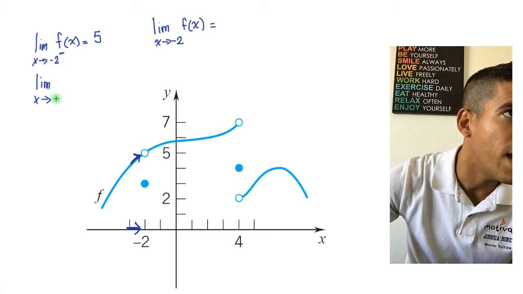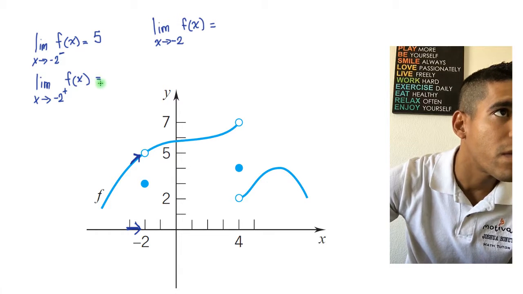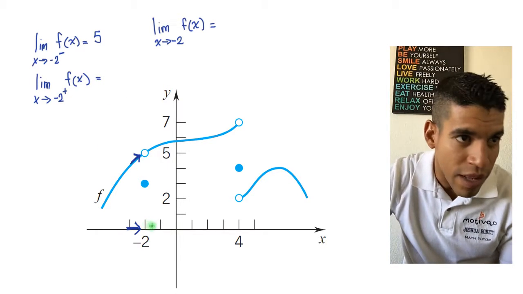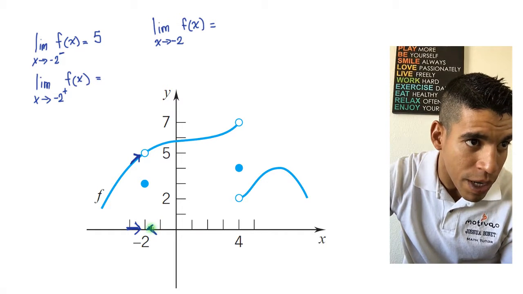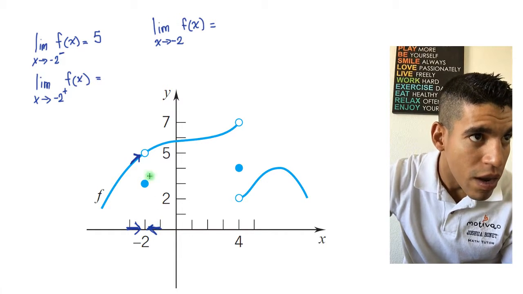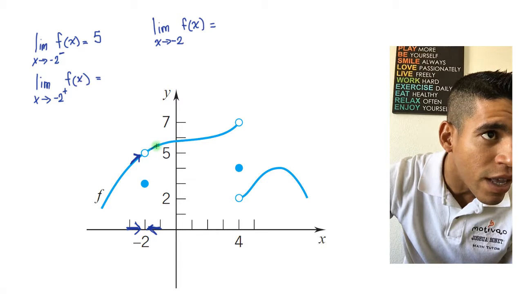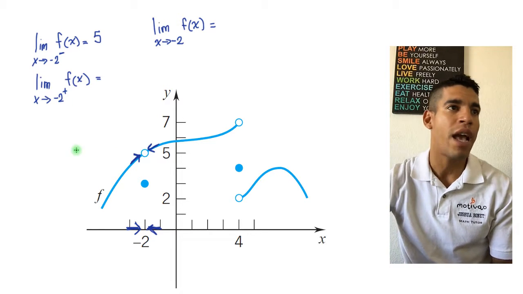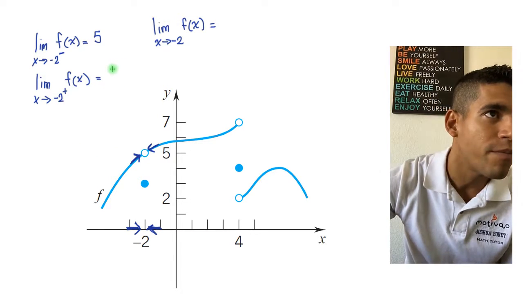So again, -2 with the plus sign, f of x. Now if we approach -2 from the right, so I'm going to make another arrow from here, then the value of the function is also approaching 5. So that's the limit when x approaches -2 from the right.